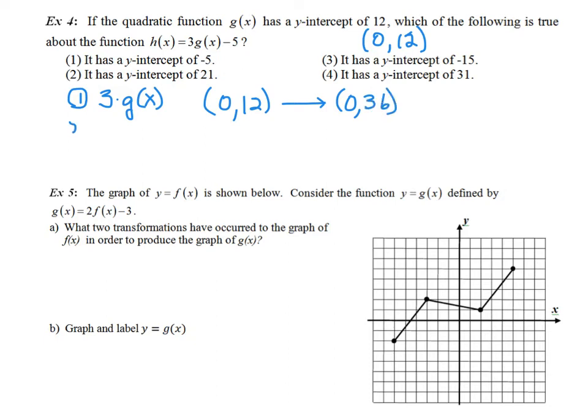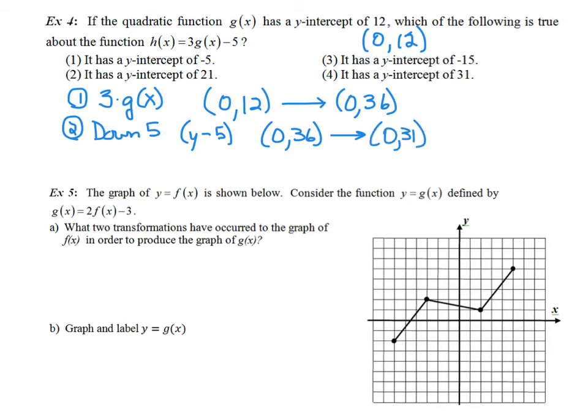For step number 2, because we are doing the subtract 5, that means that we're going to translate this point down 5 units. So our y coordinate will subtract 5. So our point 0, 36 will become the point 0, 31. So that tells me that our new graph has a y-intercept of 31, and we'll pick choice number 4.